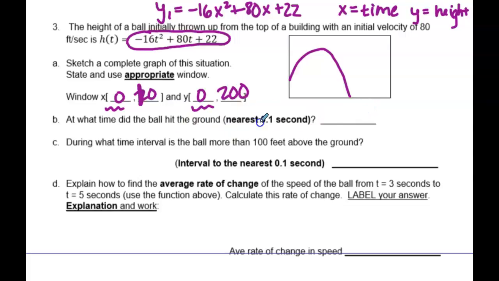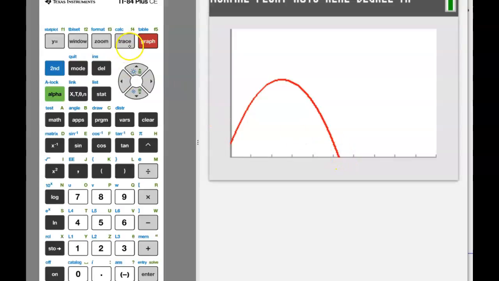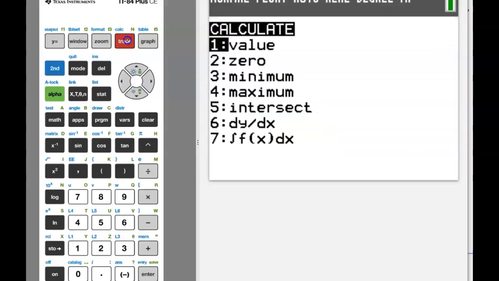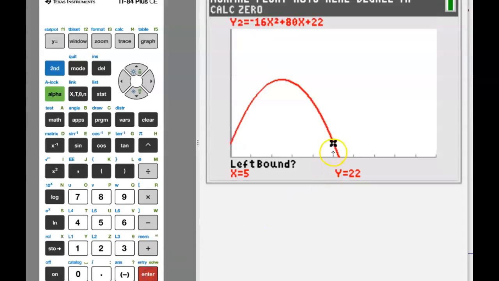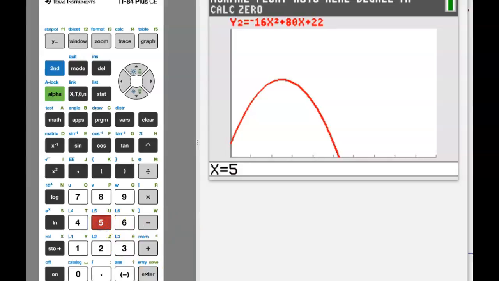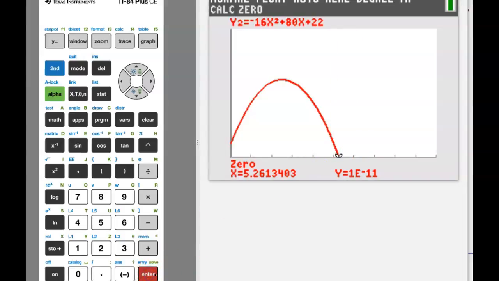Okay. What time did the ball hit the ground to the nearest tenth of a second? What is that called on our calculator, because you can't just scroll close? Yes, it is called the zero. So we're going to go second trace and find a zero. Now, I'm not a big fan of scrolling around. If you scroll over here, it's somewhere between 5 and 6 seconds. I like to just type. I would type 5, enter for the left bound, and 6, enter for the right bound, so that it's in between those. And then I hit enter for the guess.